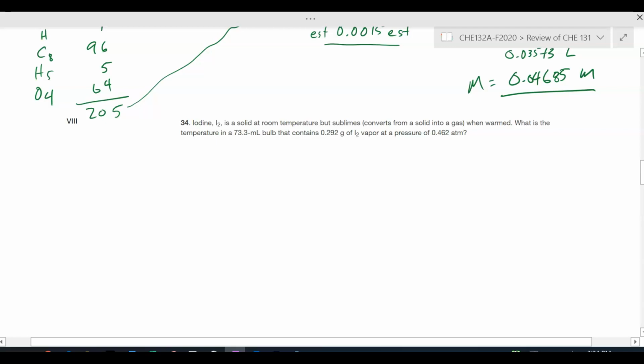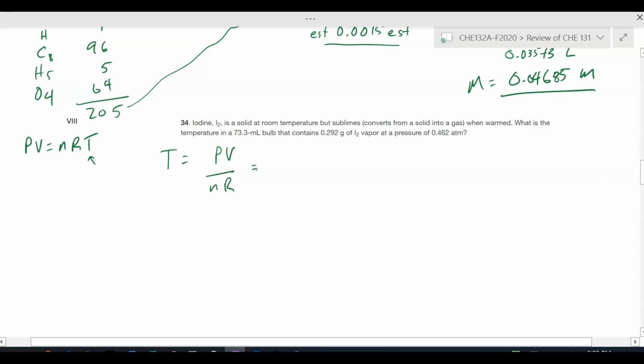We're given some iodine. It sublimes into a gas, and we have a bulb that has a volume of 73.3 milliliters. It contains 0.292 grams of iodine vapor, and we know the pressure is 0.462 atmospheres. We're asked what's the temperature. So the ideal gas equation is PV equals nRT. And we're going to solve that equation for the thing we're asked for, the temperature. So temperature is going to be equal to PV divided by nR.